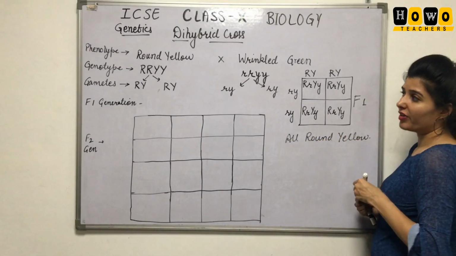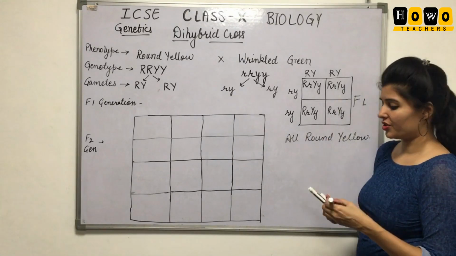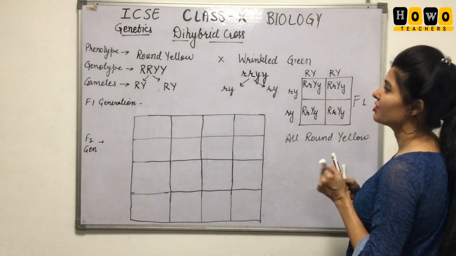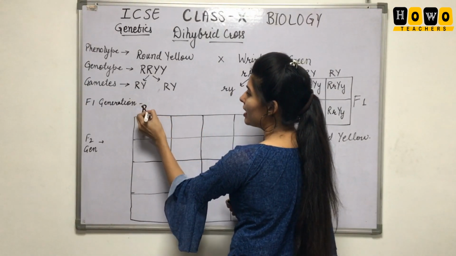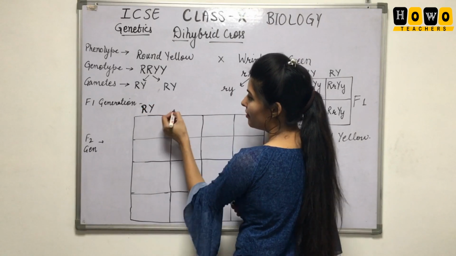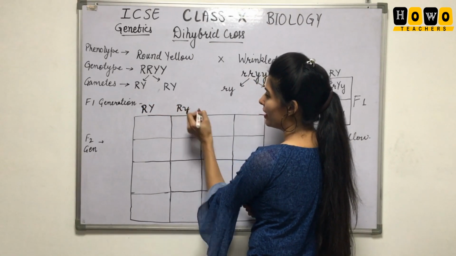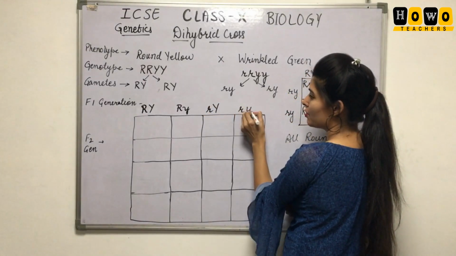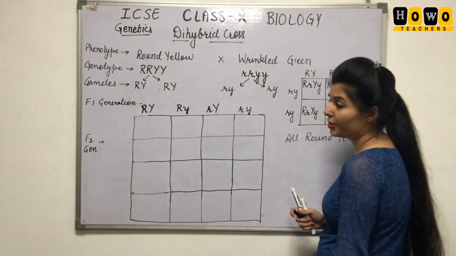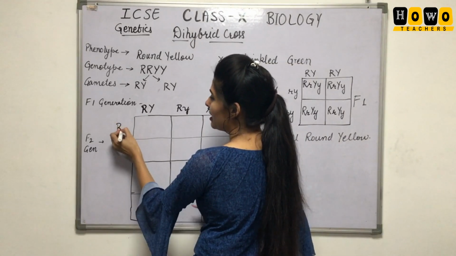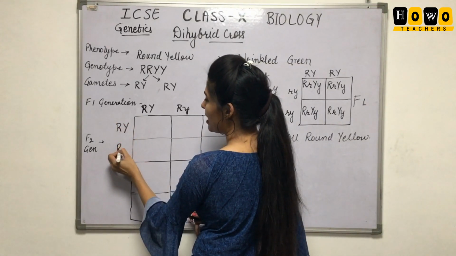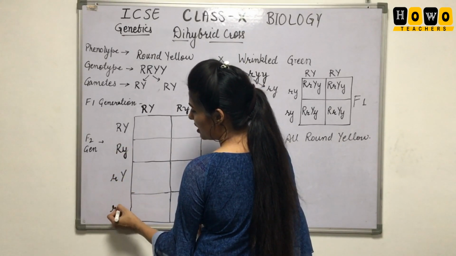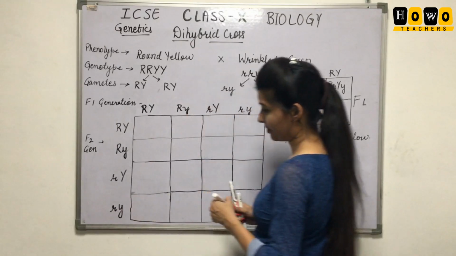But what if we will be crossing these gametes in F2 generation? So let us see that also. The gametes that will be formed from this F1 generation will be capital R, capital Y, capital R, small y, small r, capital Y, small r, small y. Same gametes I will be noting down that side: capital R, capital Y, capital R, small y, small r, capital Y, small r, small y.